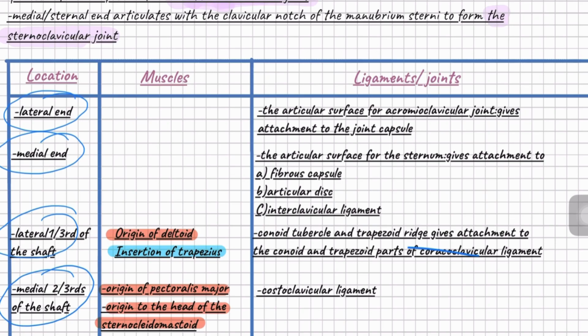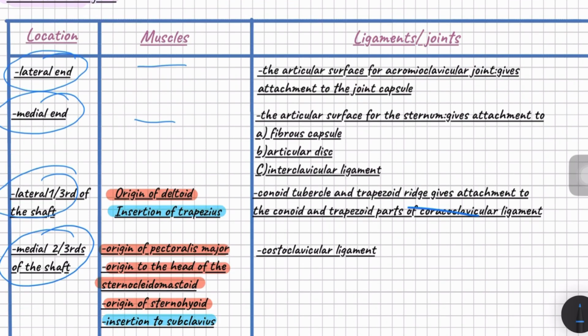Here we have the chart. In the lateral and the medial end there are no muscles. In the lateral 1/3 part of the shaft, there is the origin of the deltoid muscle and insertion of the trapezius, and the medial 2/3 part of the shaft has the origin of pectoralis major, origin of the head of the sternocleidomastoid muscle and origin of sternohyoid. It also gives insertion to subclavius.